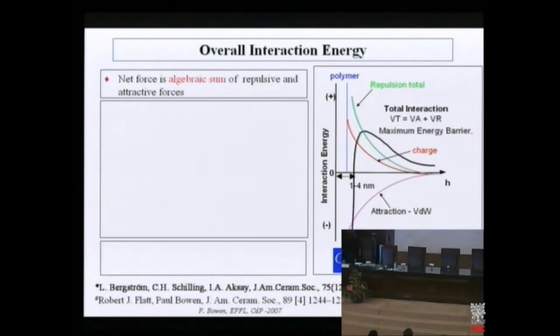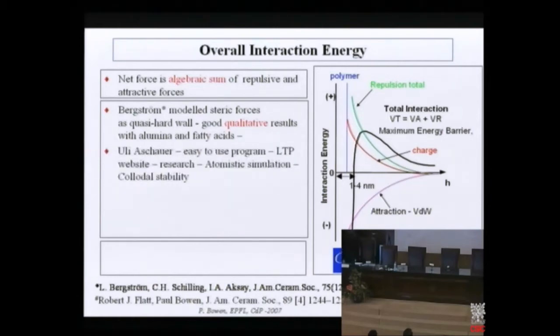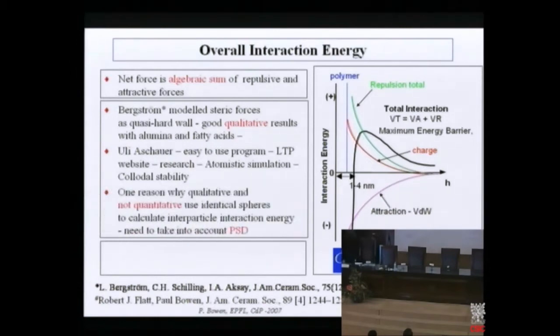Then we put them together, and if we're lucky, we end up with a repulsive potential, which stops our particles from aggregating. The big question is, what do we need? Like I said, Leonard Bergström did some very nice work back in the early 90s, got some nice qualitative results for alumina and fatty acids, so we know that the general approach works. Uli has created this program, which I'm going to show you in a moment, which we can then use to actually make these calculations.